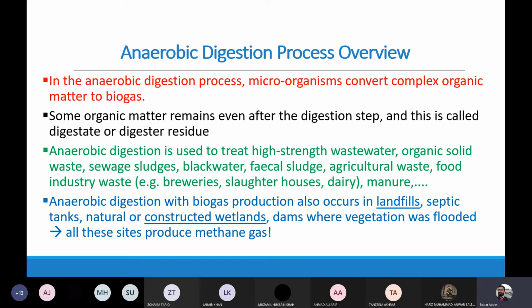Similarly, septic tanks, natural or constructed wetlands, and dams where vegetation was flooded. All these sites produce methane gas, and this methane gas, if collected, can be used as a source of energy.